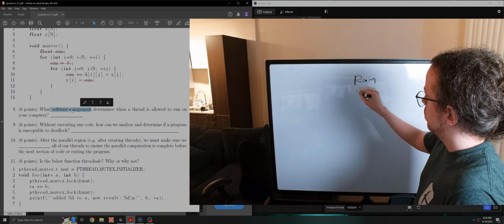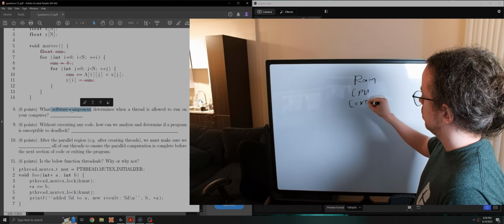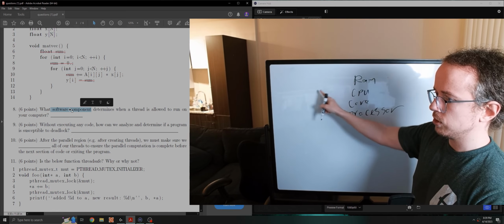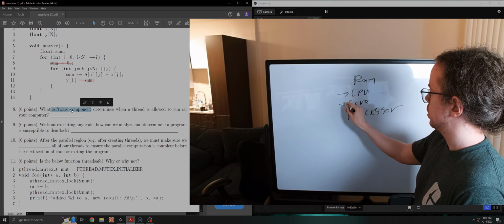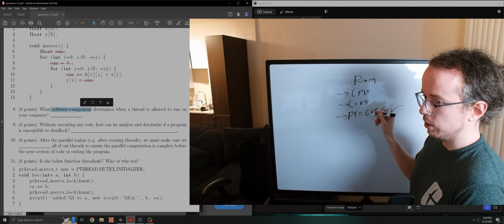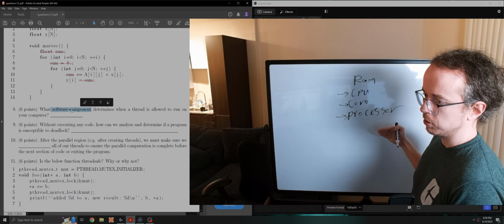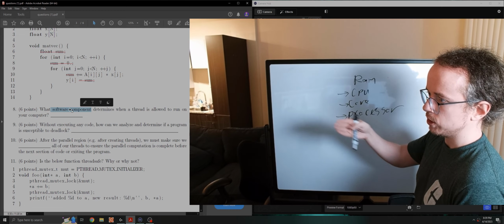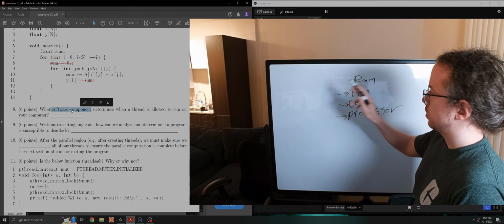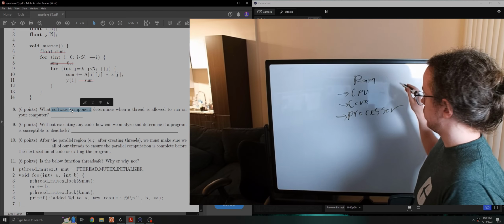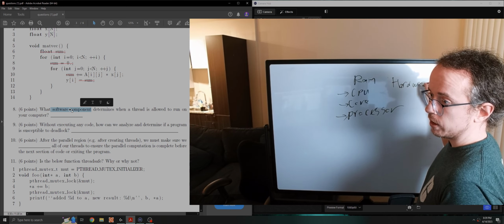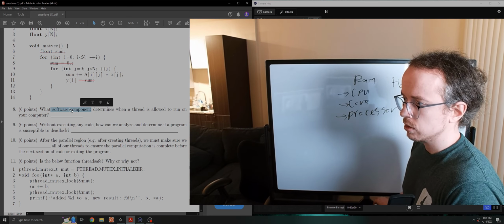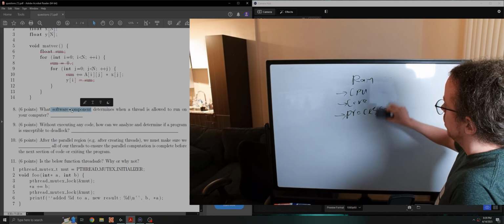Things like RAM, CPU, core, processor. To be clear, threads are scheduled on these things, but they don't decide anything. These components do not decide when your threads run, which thread runs. And also, these are not software. These are hardware. These are physical. You can hold this in your hand. So they don't really meet either of the criteria of the question. So that did not receive any credit.